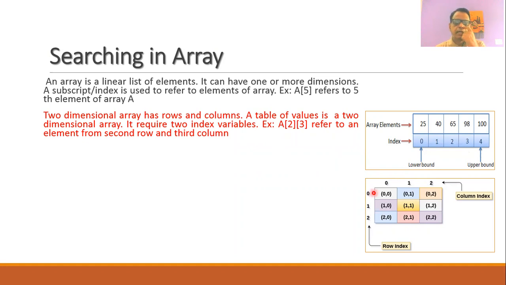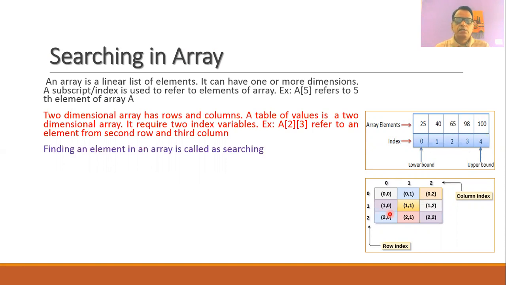So as shown in this diagram, the first element has the index value 0, 0. The second element will have the value 0, 1. The third element will have the value 0, 2. Similarly, in the second row, the first element will have the index value 1, 0, then 1, 1, and then 1, 2. So in this way, we can access each element of the array.